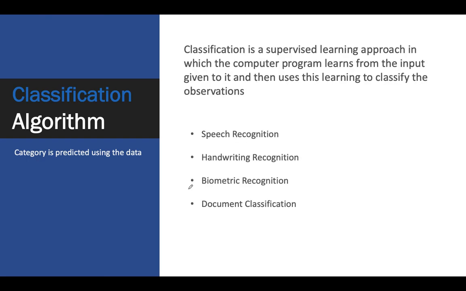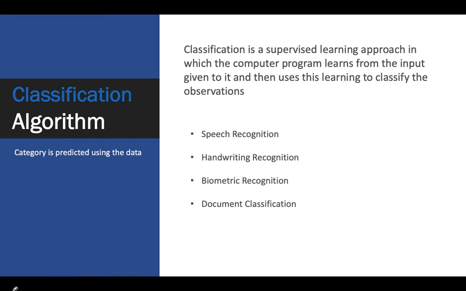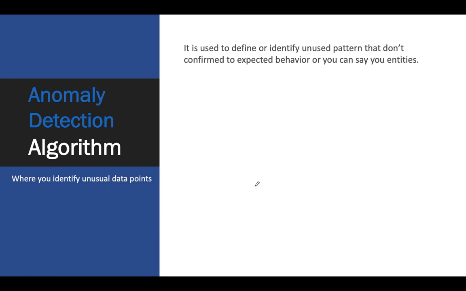Examples include speech recognition, handwriting, biometric and documentation. First you feed the machine data, then let the machine learn from it, and then it comes up with an output. Fine. Then we go to the next.